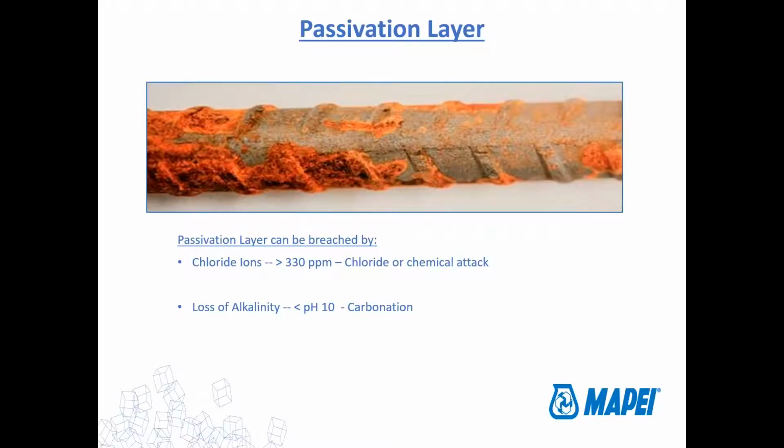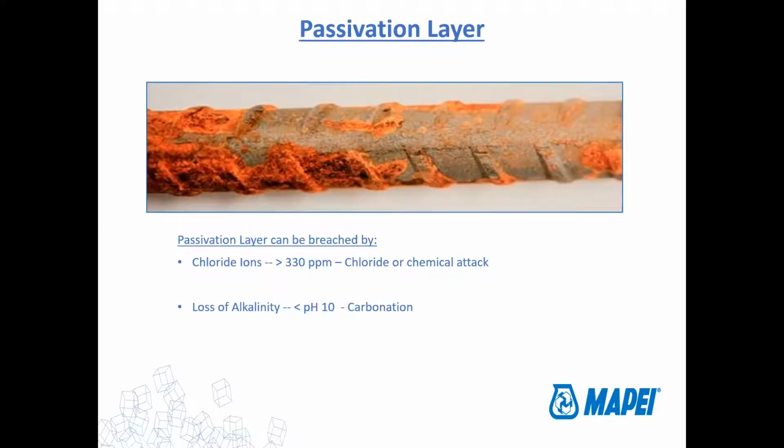I put a number of 330 parts per million due to either chloride, or this could also be chemical attack. If it was sulfates, there's probably a different number for sulfates, but chemical attack can also breach the passivation layer due to a certain concentration of the chemical. So as more and more chlorides get into the concrete and start to reach the steel and penetrate, either through road salts or airborne chlorides on the coast, that passivation layer is going to be broken down over time, and then corrosion is going to be able to start.